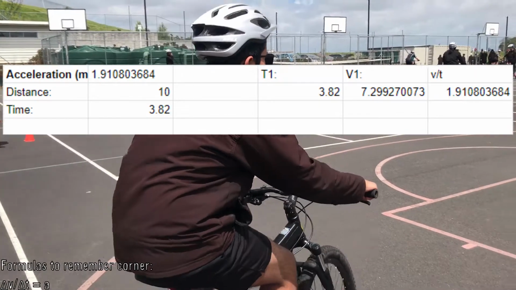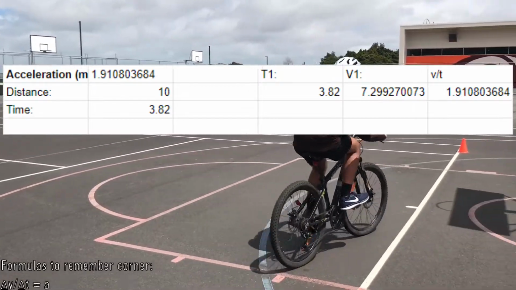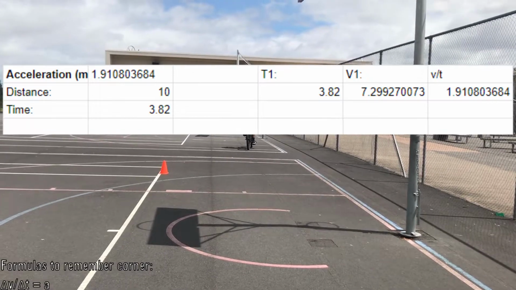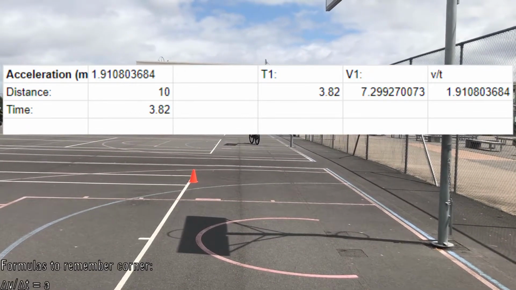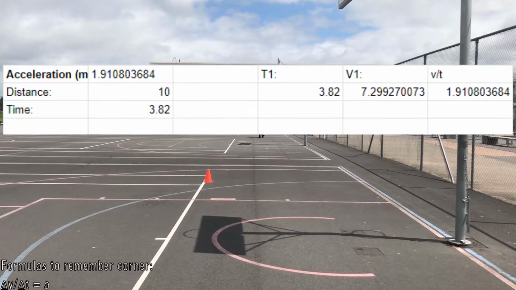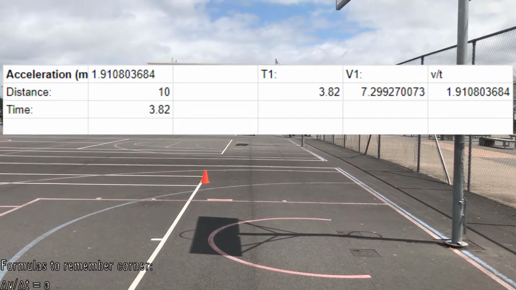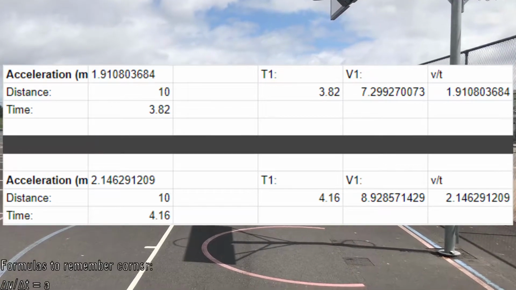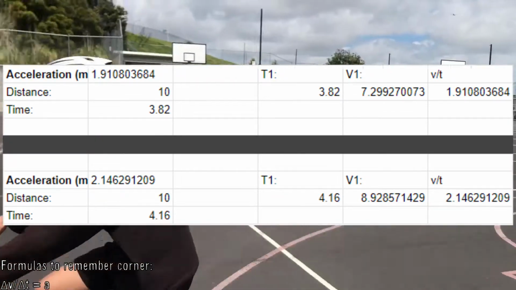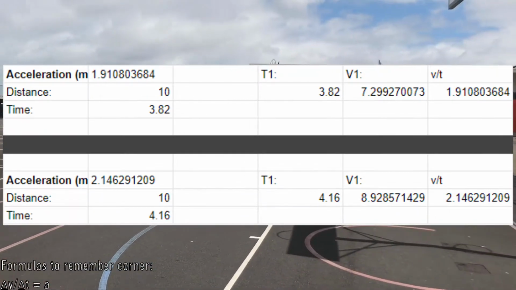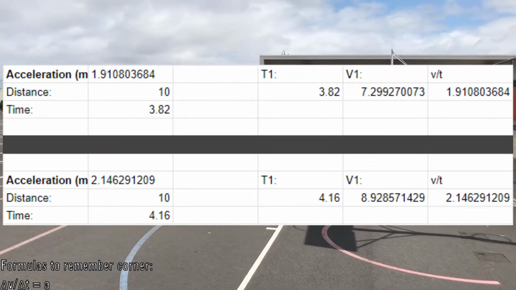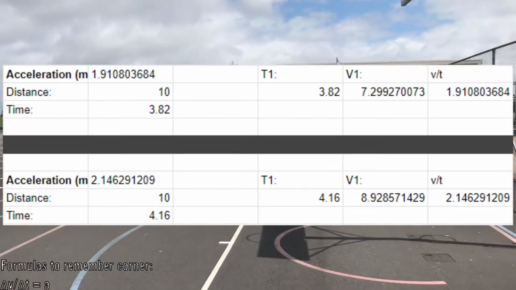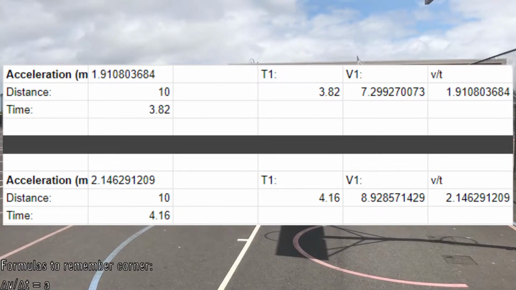In our case, Jason's delta time was 3.82 seconds and his delta velocity was 7.3 meters per second. Divide the two and you get an acceleration of 1.9 meters per second. In Ivan's case, his delta time was 4.16 seconds and his delta velocity was 8.9 meters per second. Divide the two and you get an acceleration of 2.1 meters per second.